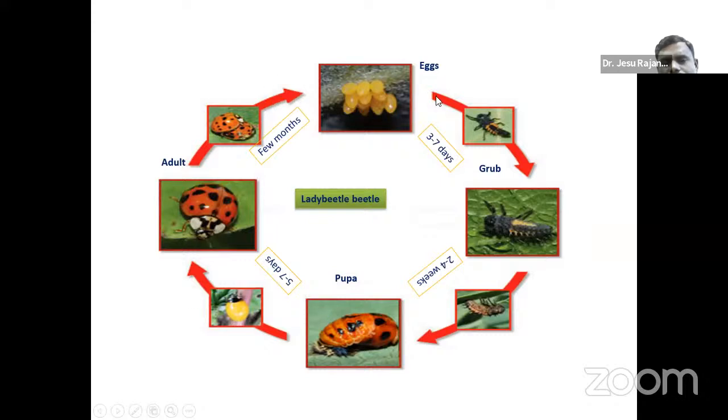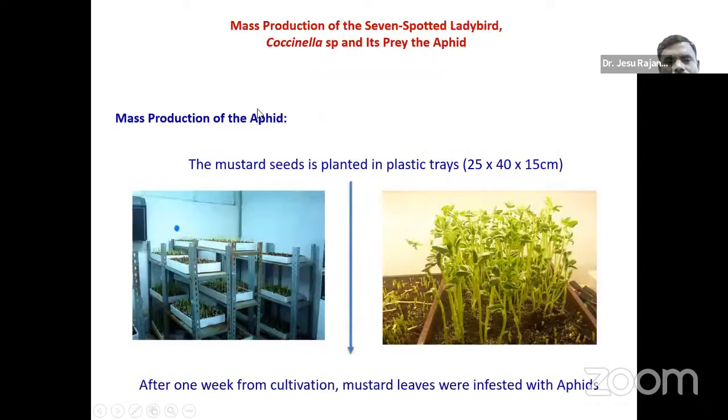Here both the grub stage and adult are predators. Already I told, this is an aphid feeder, so the host is required for aphids only here. It is very difficult here with Corcyra. It is impossible. So aphids are required. So how will we grow the aphids? It's a very easy method. You grow mustard, because mustard seed is available in each and every kitchen.